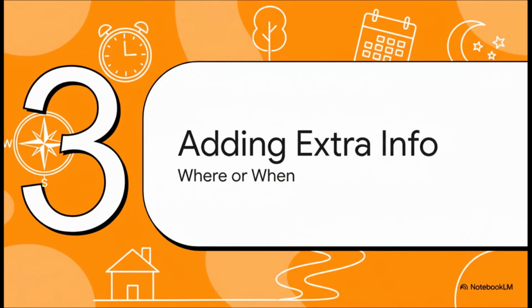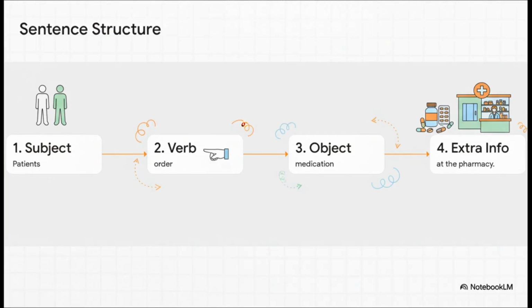You're doing so well. Okay, let's make our sentences even better now by adding some extra details, information about where or when something is happening. The big question is, where does this extra information actually go in the sentence? This breaks it down perfectly for us. See, we have our subject, patients, our verb, order, and our object, medication, just like before. And then that extra information, the part that tells us where, it just goes right at the end. Patients order medication at the pharmacy.